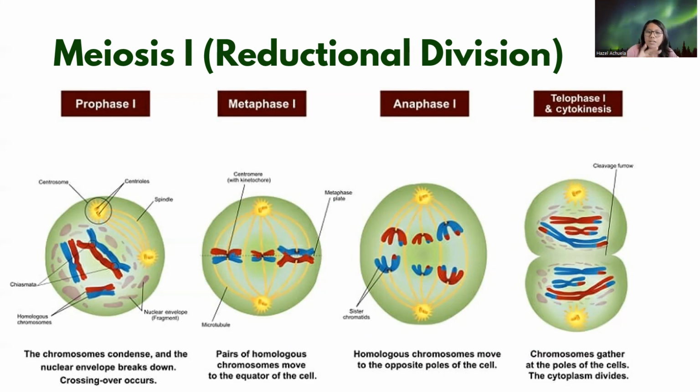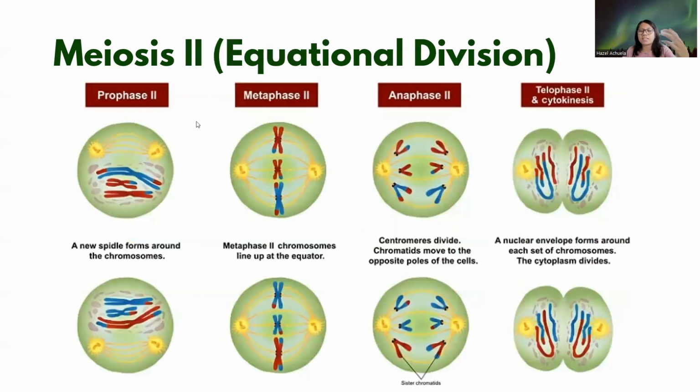Okay, so from the 3 pairs, 6, na-reduce siya into 3. Okay, na-reduce siya by half. Okay, next, yung stages or the activities or the events that happen at meiosis 2 are just the same with the events that happen in mitosis.